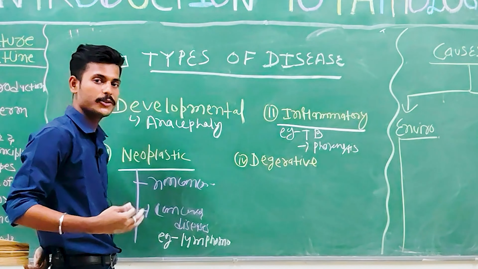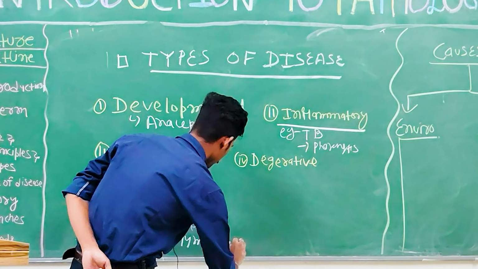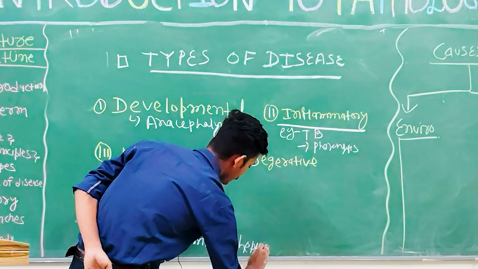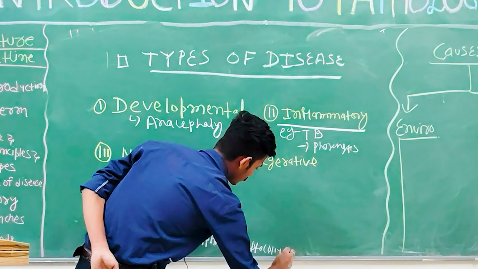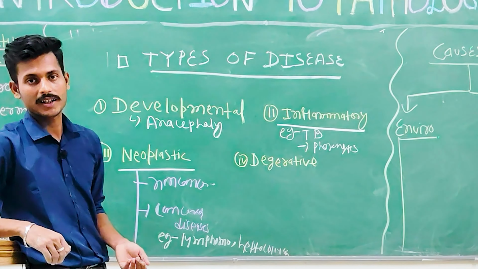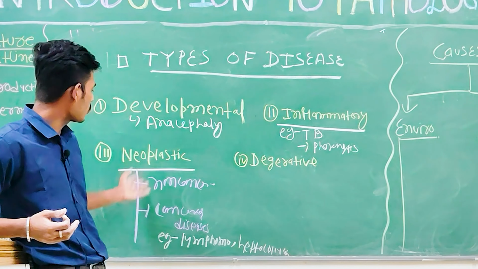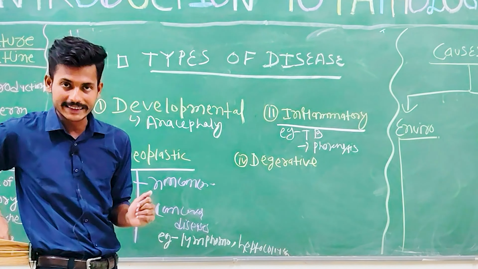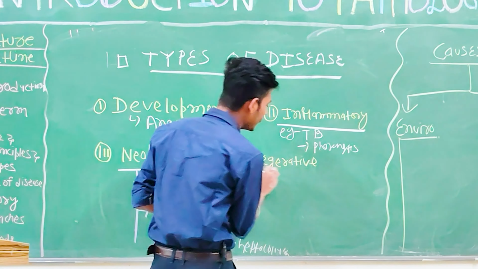The word "oma" is generally used in reference to cancer. So lymphoma, then you have hepatocellular carcinoma, then you have leukemia. So these are basically cancers, and all these diseases are called neoplastic diseases. Then we have another category of disease called the degenerative diseases.